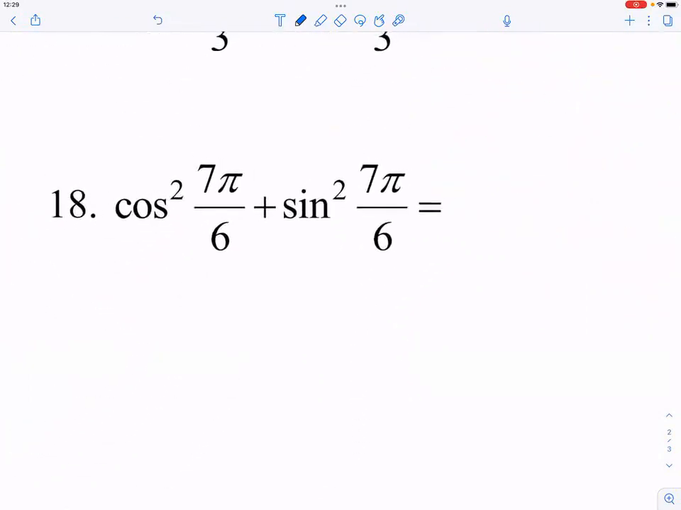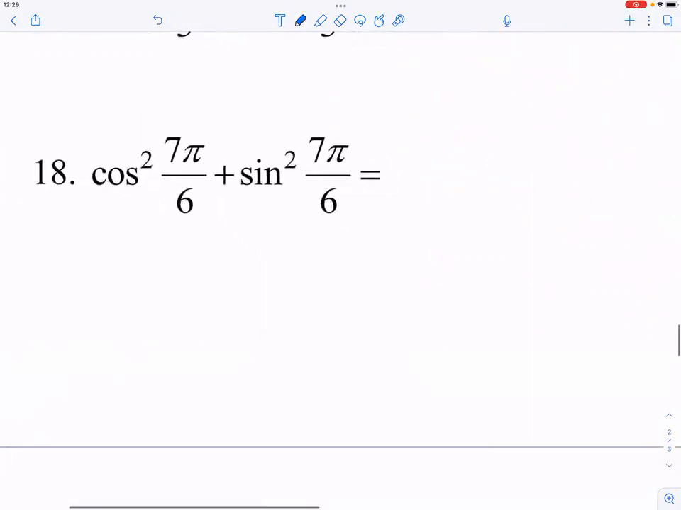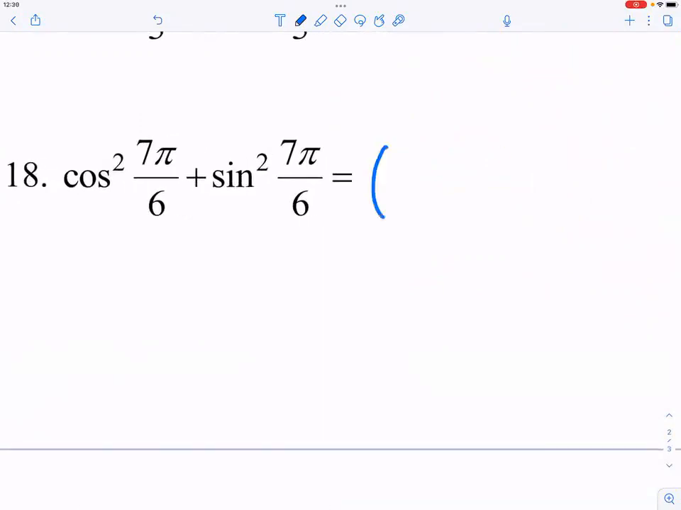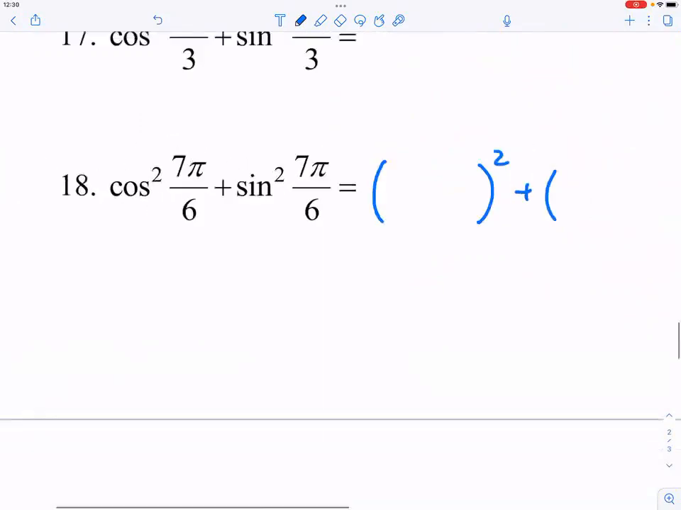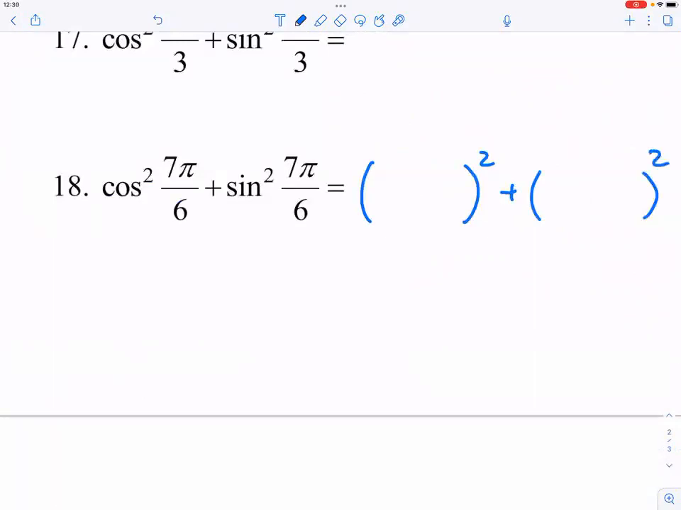Did you do it yet? Number 18? What's your answer? 1, right? So again, I would do this. Okay. So before I do anything with the values, I would just take care of my notations first. I acknowledge that it is the entire trig functions being squared. And then we say, all right, what's cosine of 7 pi over 6, and then we have sine of 7 pi over 6, and then both squared.